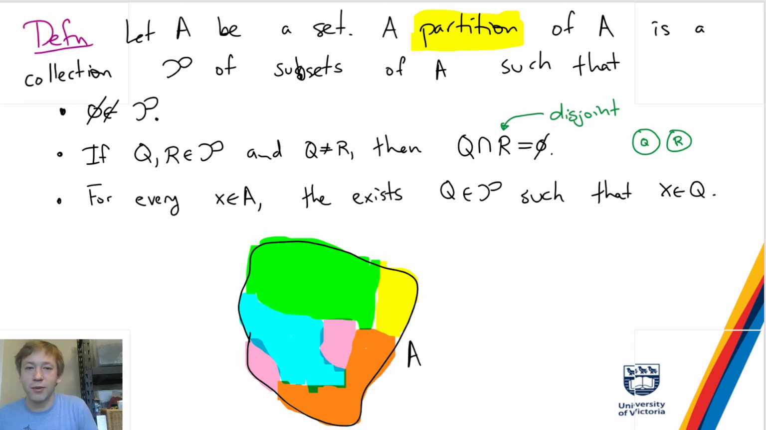And just to be clear here, I've drawn the pink set kind of disconnected, but you should think of this and this as together being one set. Okay, so the point is, a partition is a way of breaking up the set into disjoint classes.